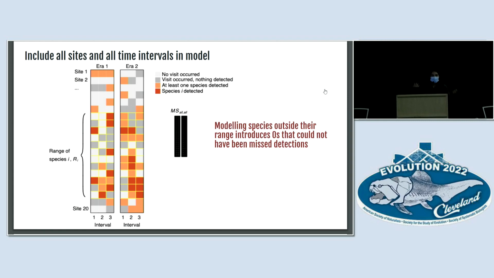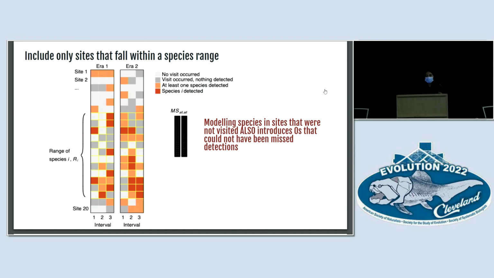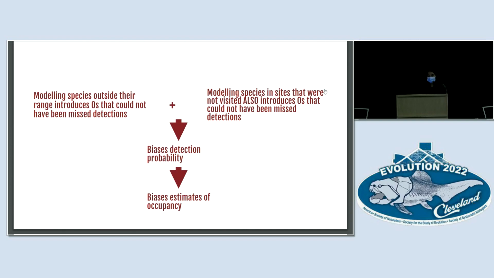But the problem is that if we model species outside the ranges, that introduces zeros that couldn't have been a misdetection or a true absence. It makes sense. But also, modeling species in sites that were not visited also introduces zeros that could not have been a misdetection, even if it's within a species range, right? So in that particular time interval, a visit actually never happened. And so these two things, modeling species outside the range and modeling sites that were not visited, introduce zeros that could not have been misdetections. Both of these extra types of zeros that are not misdetections nor true absences bias our detection probability, which then biases our estimates of occupancy.